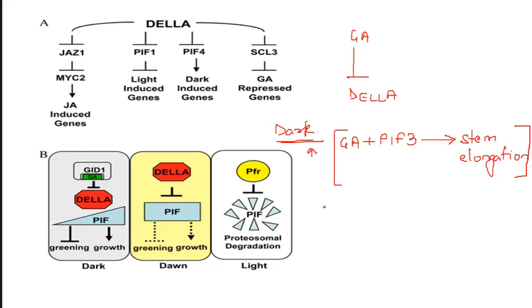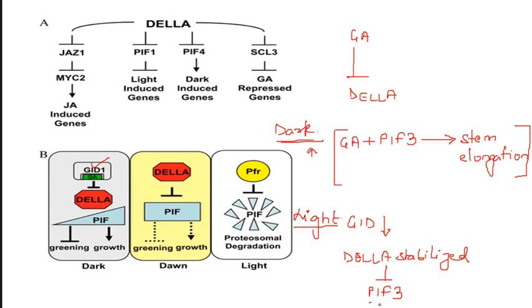But what happens in light? When the dawn starts, we see that the gibberellin receptor, which is GID, level decreases. As a result, gibberellin cannot bind to GID, so DELLA cannot be repressed, and DELLA is stabilized at that time. When DELLA is stabilized, DELLA is repressing PIF3. So PIF3 is then degraded.